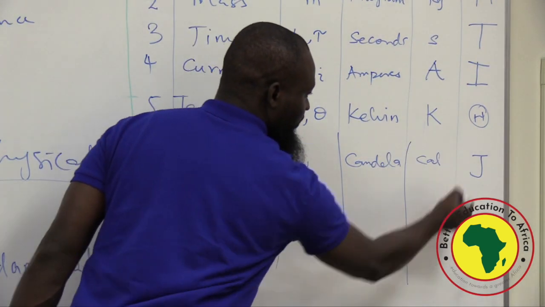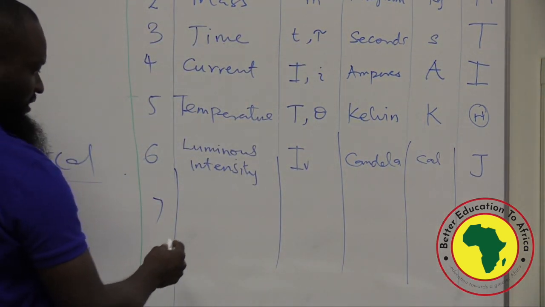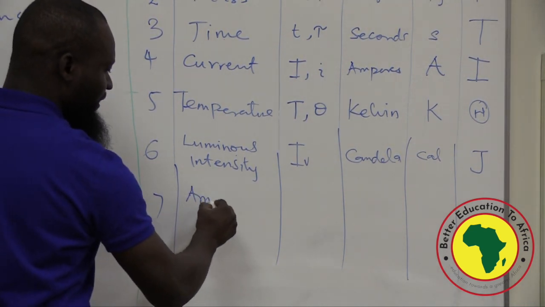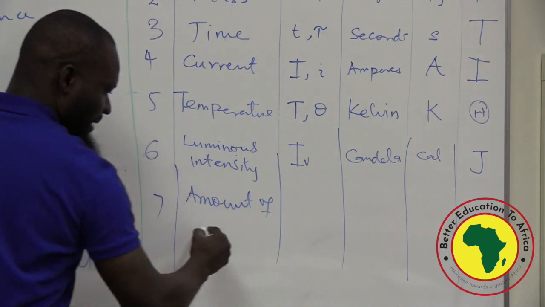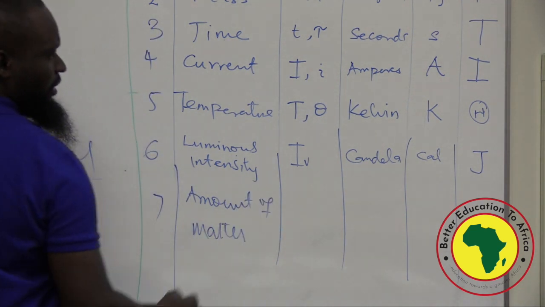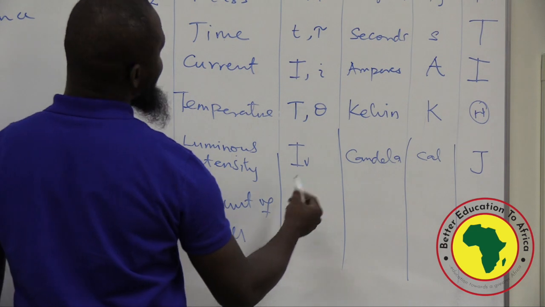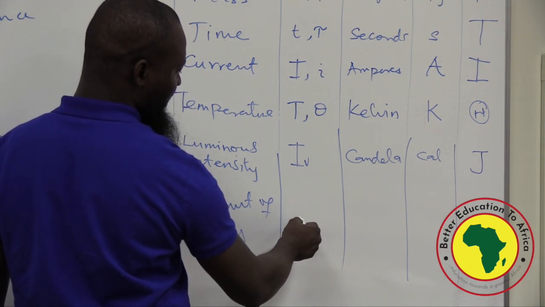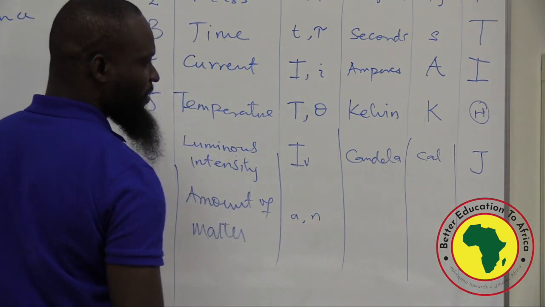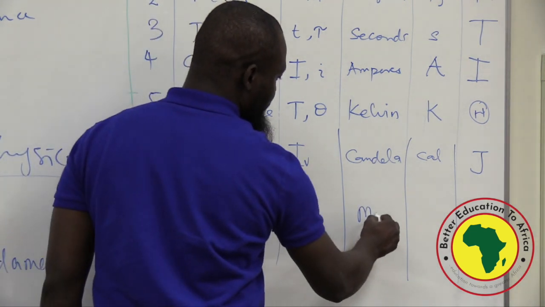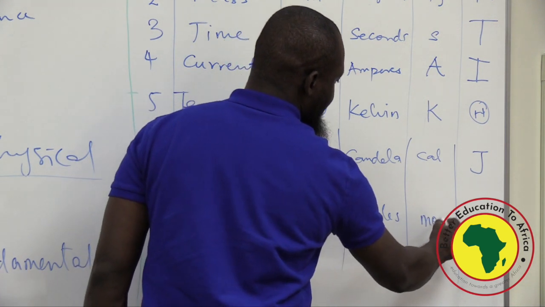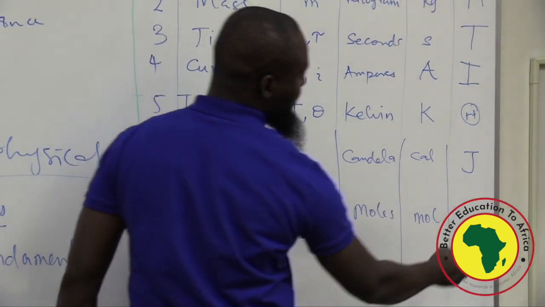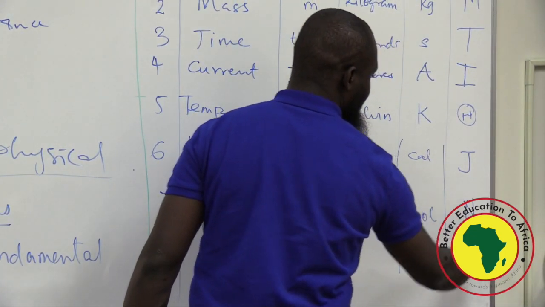Then, the last but not the least, is the 7th base or fundamental quantity. It is called the amount of matter. Some people call it the amount of substance, with a symbol of small n. It is measured in moles. It has a symbol of mol, and the dimension is capital N.